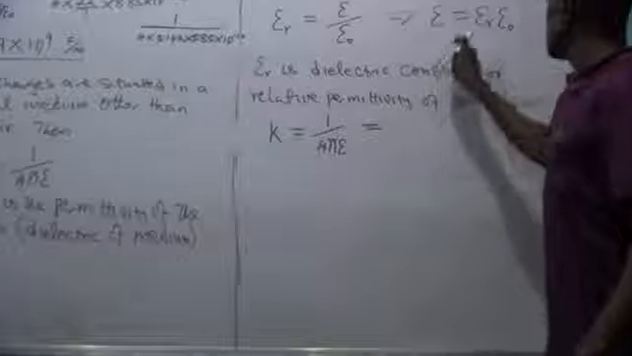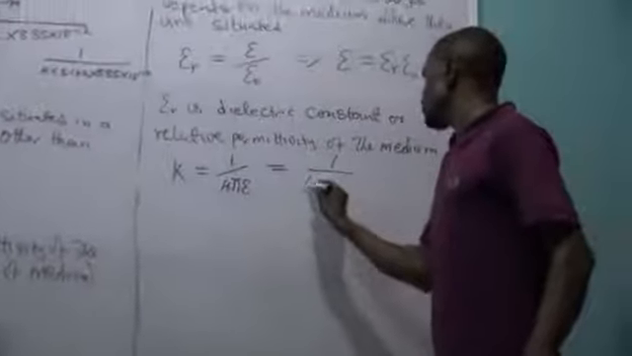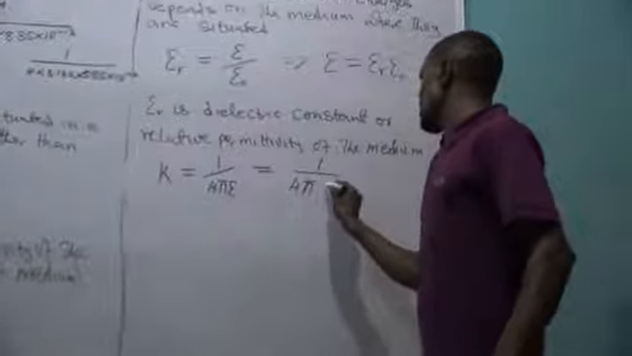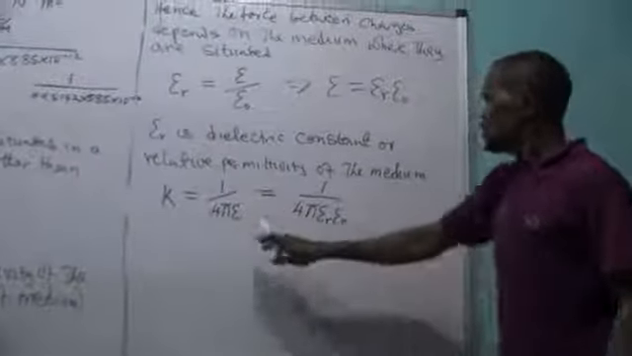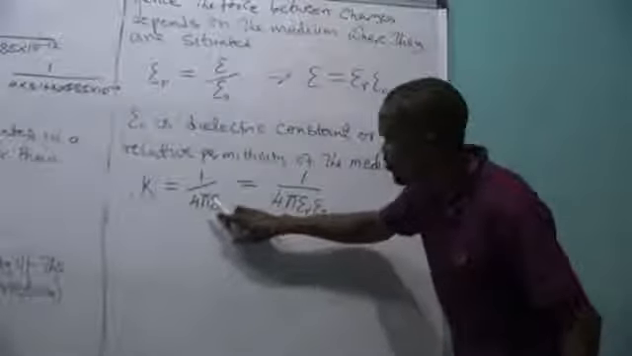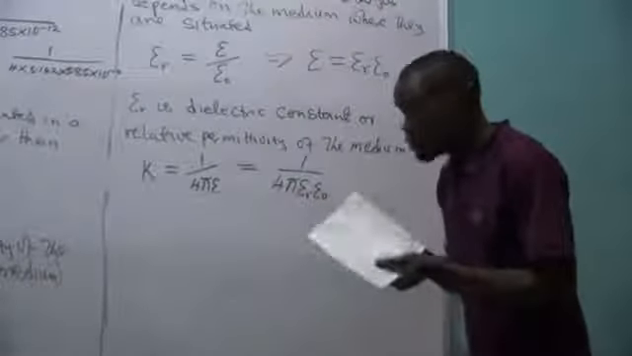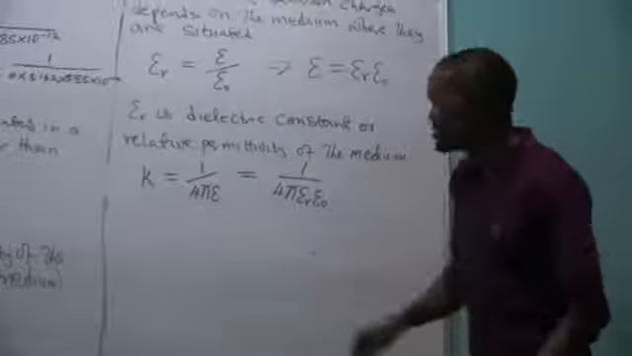Therefore, knowing this is equal to this, I will have 1 over 4 pi epsilon R epsilon O. I use this when this term is not given to me. What do we call this? Permittivity of the medium.